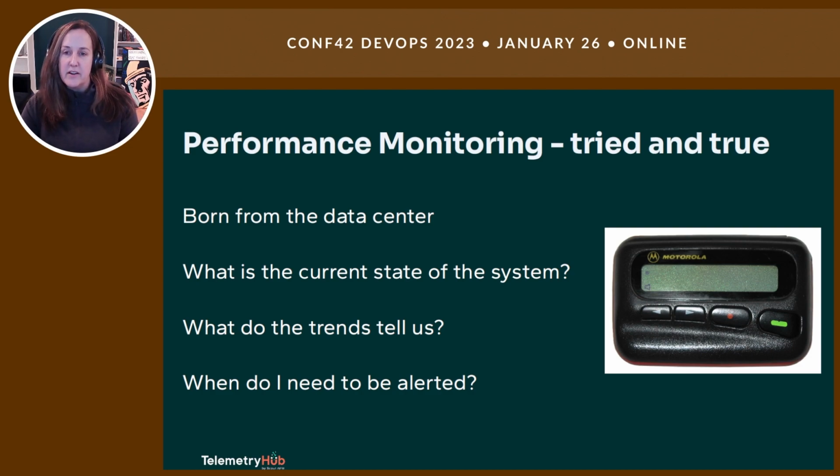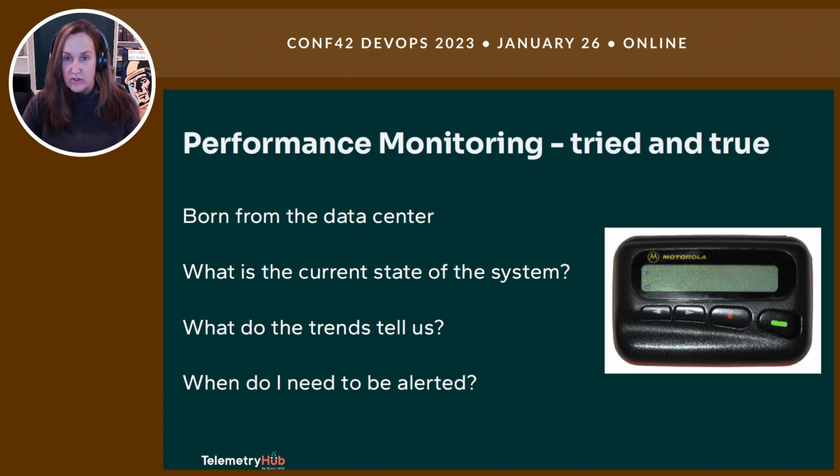So performance monitoring, this really came out of the data center. Your applications were running on hardware that you could have some insight into. You knew what you needed to keep an eye on to make sure that everything was up and healthy. We'd be able to take a look and see what are the trends, what's happening here? Are we headed in a bad direction? Are things pretty stable? And then this is where alerting really came into play.